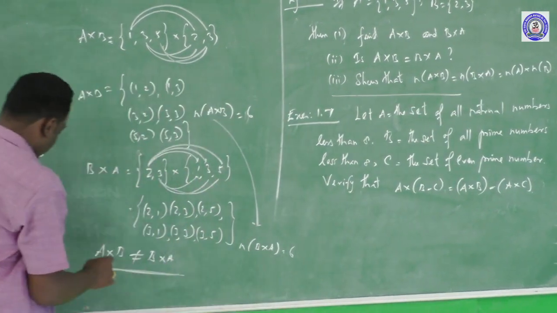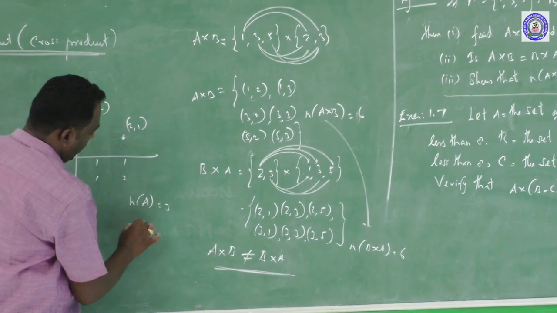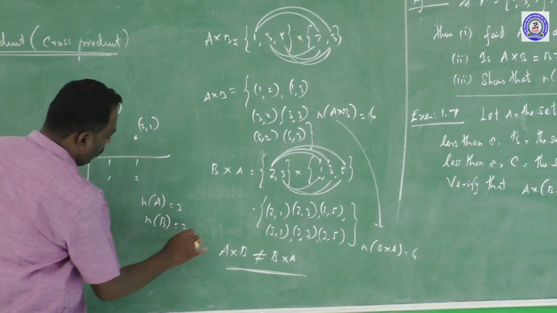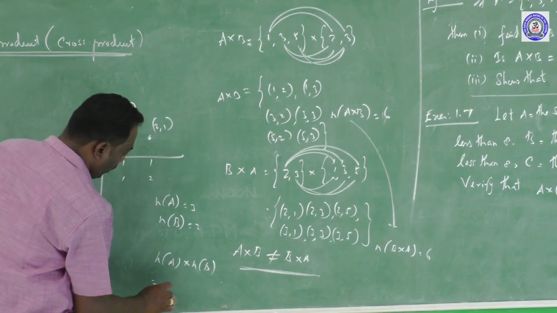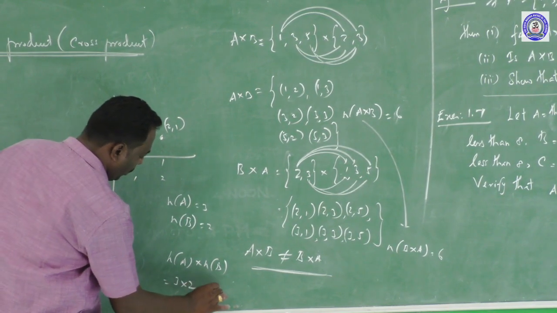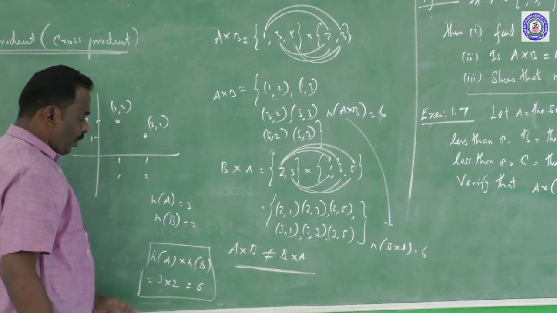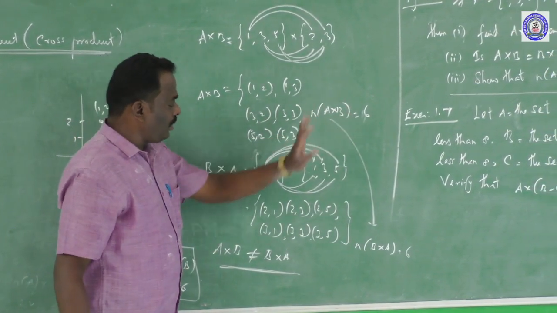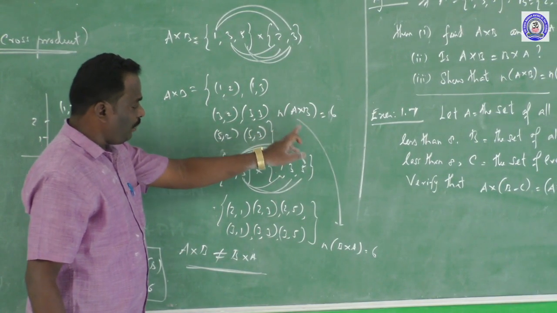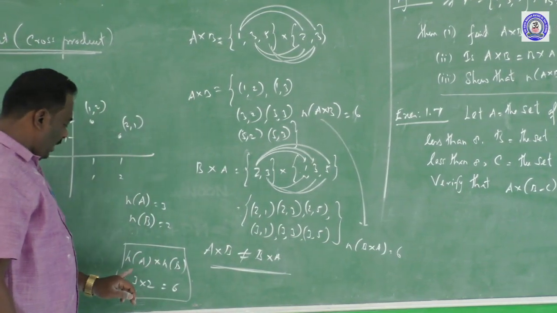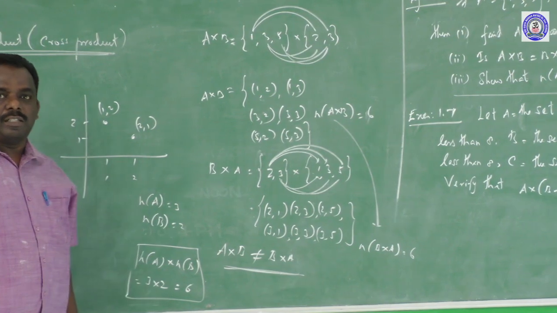What is n of A? n of A is equal to 3. n of B is equal to 2. Therefore n of A into n of B is equal to 3 into 2, that is equal to 6. n of A cross B equals 6, n of B cross A equals 6. Therefore n of A cross B, n of B cross A, and n of A into n of B are all equal to 6. Therefore all three statements are equal.